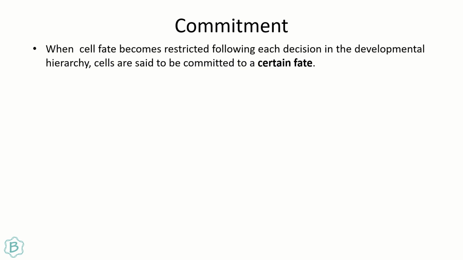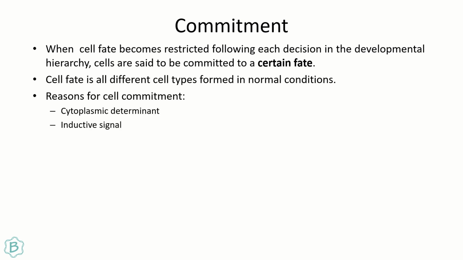The next term is commitment. As the name suggests, commitment means what? The cell is committed to form a particular cell fate. A particular cell is committed to form a particular type of cell. In normal conditions, the cell fate is fixed, meaning in normal conditions a cell is specialized to give a particular type of cell.